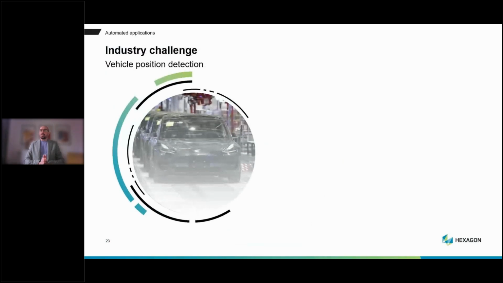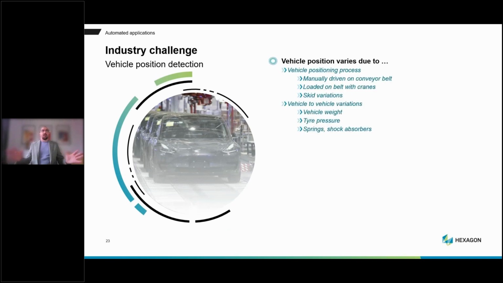So now you've seen a quick visual representation of what the VPOS system looks like. Don't worry, it's not just a visual representation. It's approved, it's installed, and it's already running in a production facility. So what's our challenge? The vehicle position on the conveyor belt varies due to various factors.